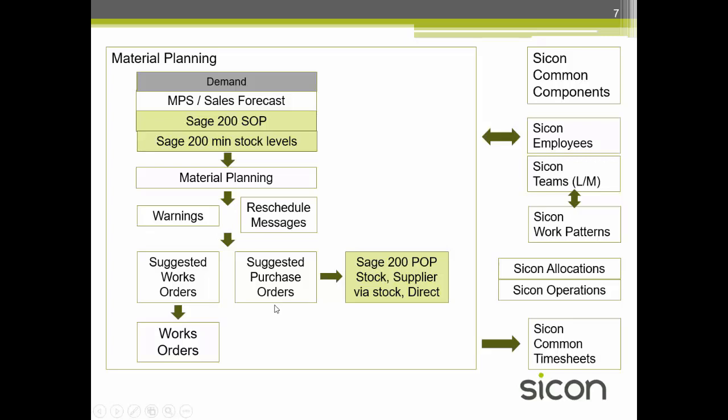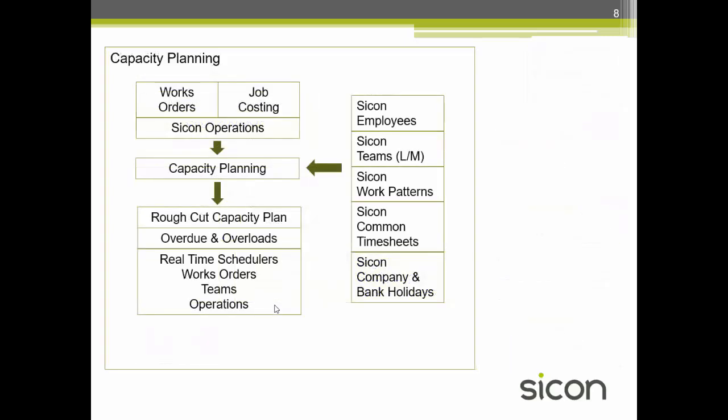A bit of a summary on the material planning, again demand coming down, just explaining that in a little bit more detail on a slide, which would be helpful to refer back to. And similarly with the capacity planning, in terms of what feeds into it, this one elaborates a bit more about the employees, the teams, the work patterns, the timesheets and the holidays going in to feed the capacity to give us a better result out.